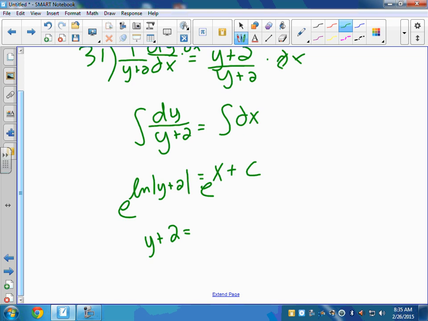And this is that whole exponential growth thing, right? This is e to the x plus c, which is the same as saying e to the x times e to the c. But e to the c is really just c, so that's why we can say this is y plus 2 equals c e to the x. So that's where that exponential growth model comes from.